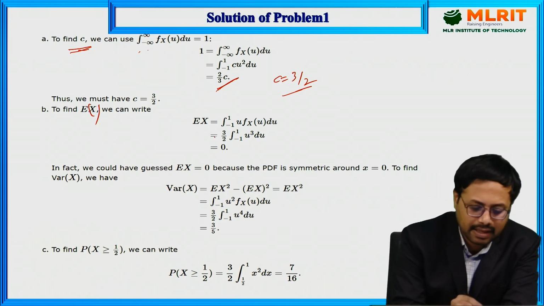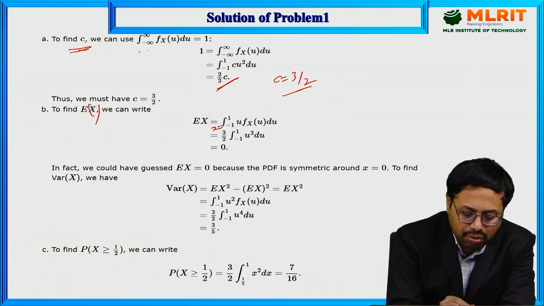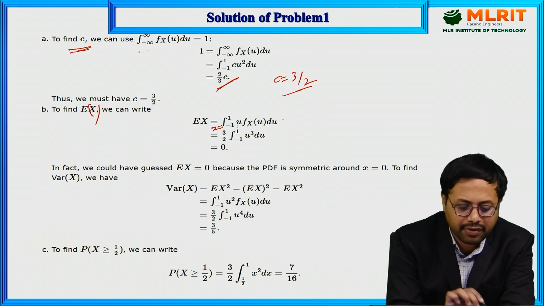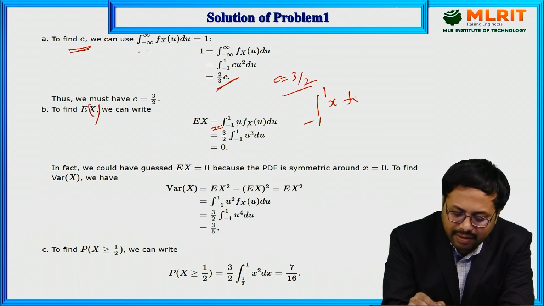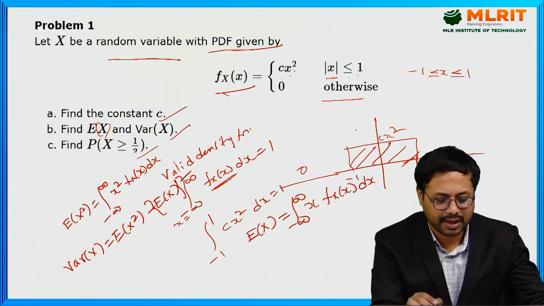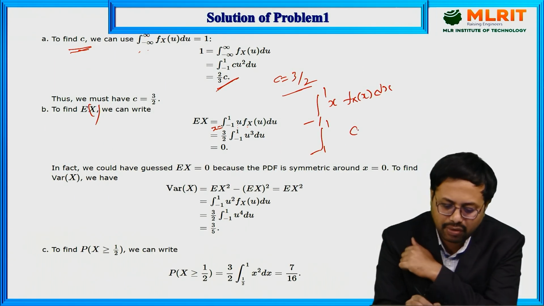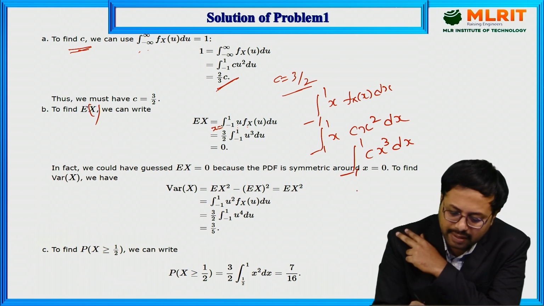Expectation of X, here the x value lies between -1 to 1. X into fX(x) dx, or u into fX(u) du. Integral from -∞ to ∞ of x into fX(x) dx. What is the fX(x)? We already calculated. fX(x) is c into x square, dx. Here you change the limits to -1 to 1, c into x power 3 dx. Now here the c value we already know, which is equal to 3 by 2, into x power 3 dx.